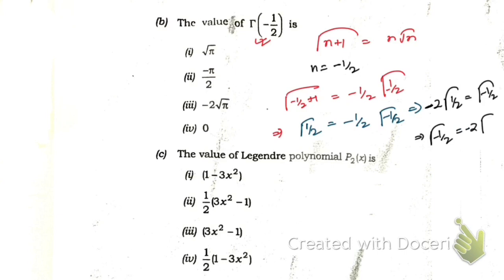Gamma of half is nothing but the square root of pi. So that's why our answer is this. This is your answer. I hope you have understood this. Now let's move on to the next question.